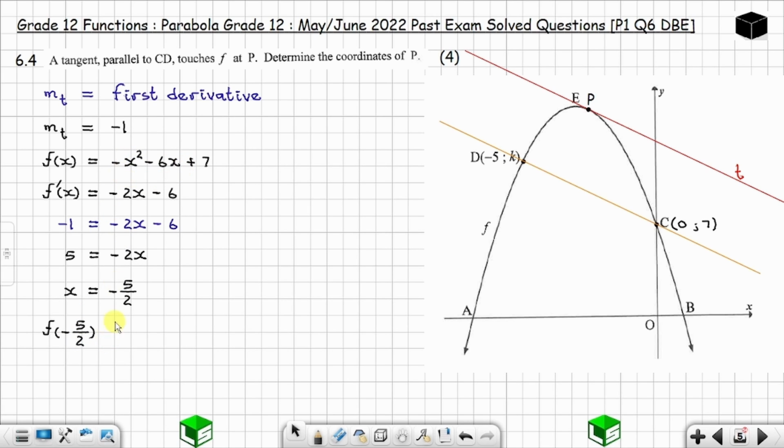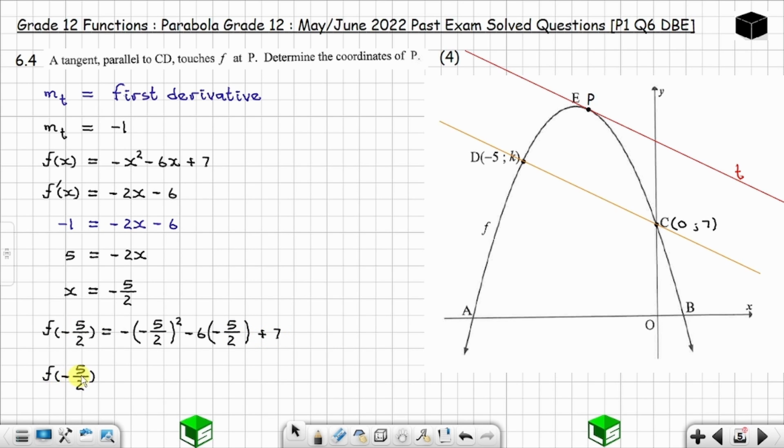So this is equal to negative x squared, where your x is negative 5 over 2, squared. Minus 6x, where your x is negative 5 over 2. So you are plugging negative 5 over 2 wherever you have x, and then plus 7.